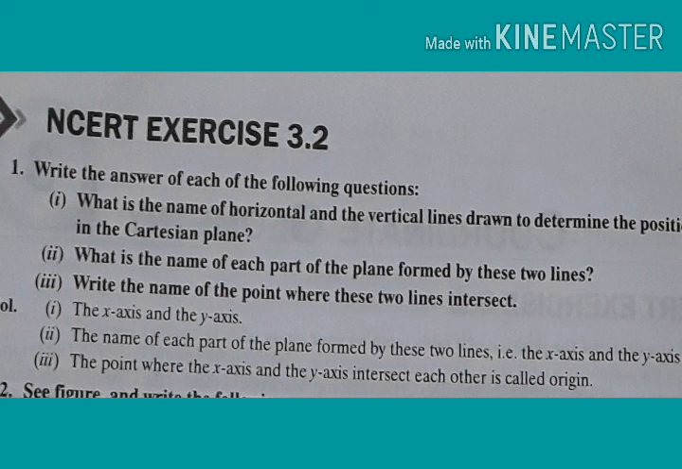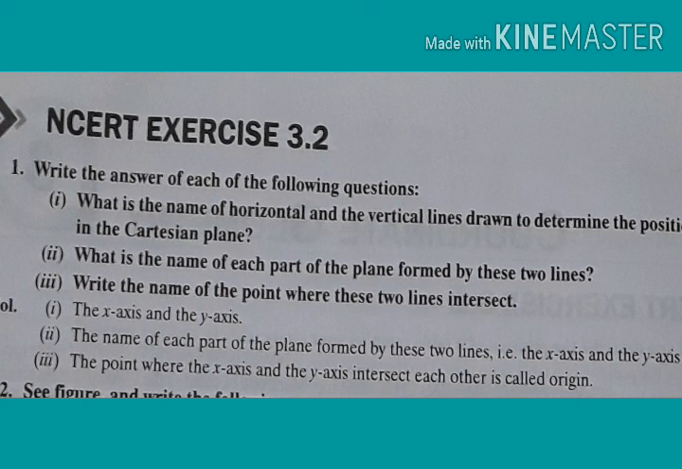First sub question is, what is the name of the horizontal and the vertical lines drawn to determine the position of any point in the Cartesian plane? Horizontal is x-axis and vertical is y-axis. Then the second sub question is, what is the name of each part of the plane formed by these two lines? These two lines divide the plane into 4 parts. What is its name? Quadrants. Yes, quadrants.